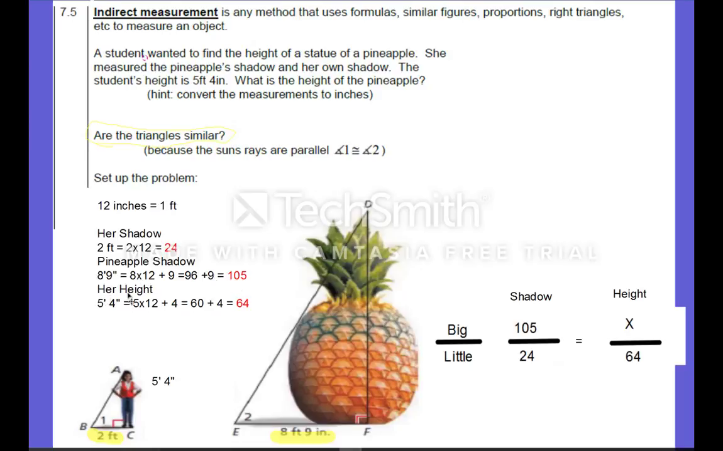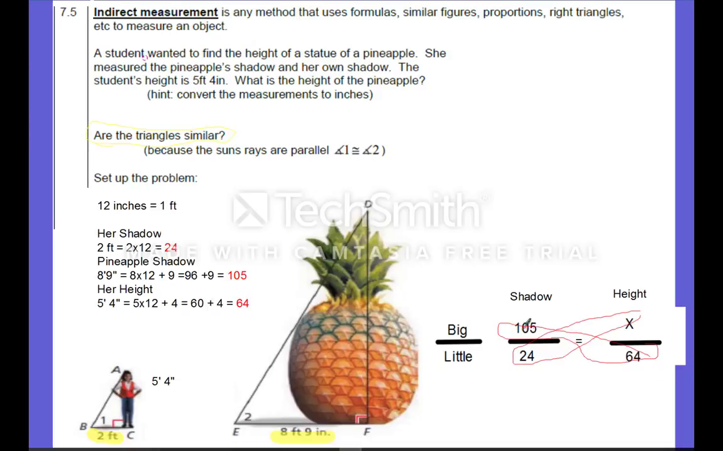And then I have her height is 5 feet 4 inches. So 5 times 12 plus the 4 inches. So I have 60 plus the 4, so I have 64 inches. So now I'm just going to set it up as a ratio of big to little. I'm looking at the big shadow is 105 inches to the little shadow, which is 24. And the actual height is a mystery here. We don't know, but we do know her height. So we have 64.